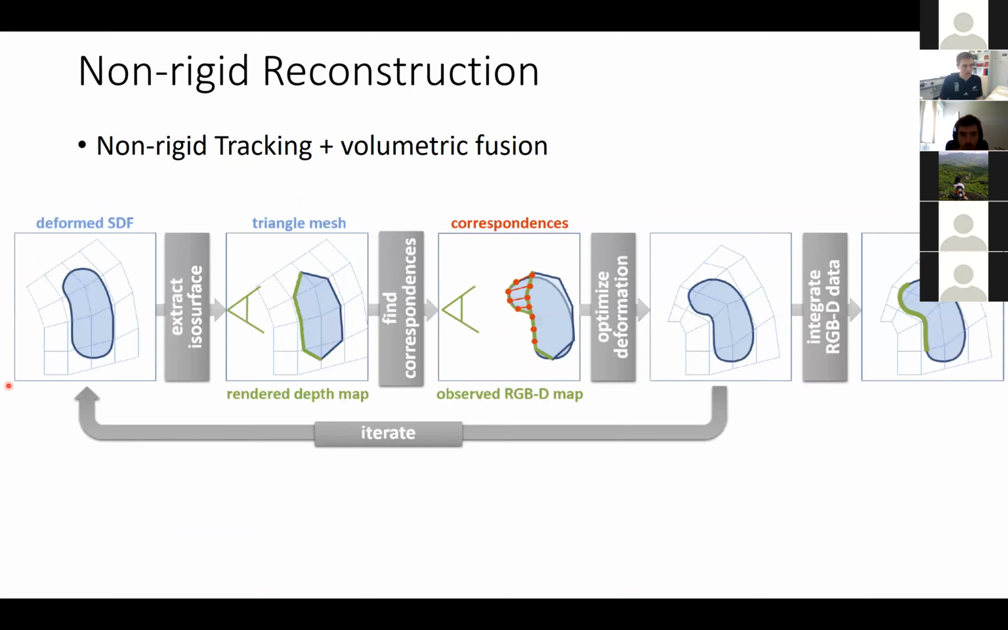You have a signed distance field, you extract some sort of surface out of it, and you render that surface as a depth map. Then you compute the non-rigid tracking I just described: first you find correspondences, then you optimize, and then you integrate the current frame into this global shared canonical pose model. Then you iterate every frame, you do this again. Every frame is one loop here.